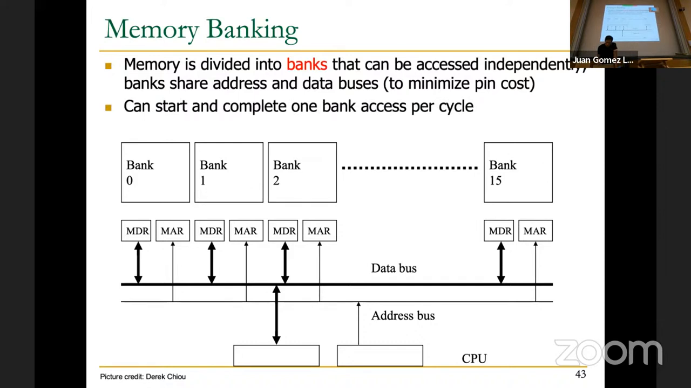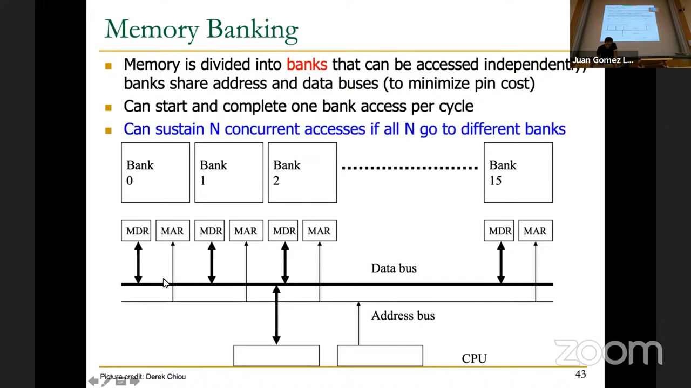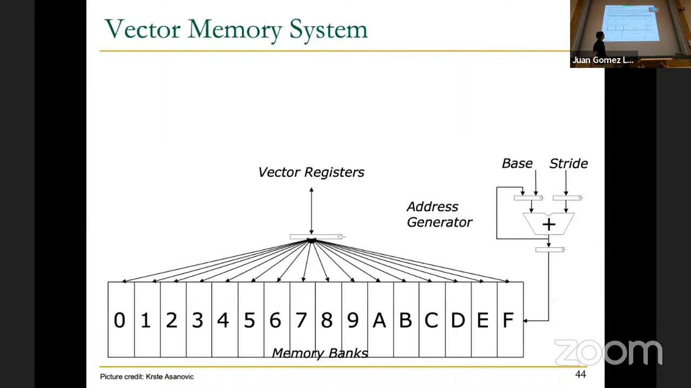But the idea here is that every single cycle, we can start the access to one bank, with the address coming from the address bus. So in the first cycle, we start the access to bank zero, and the next cycle, we start the access to bank one, the next cycle to bank two, and so on and so forth. And because the access to these banks is probably going to take longer than a single cycle, in the end, we may be able to have as many concurrent accesses as banks we have in the memory, right? In this example, we have 16 banks, so we can sustain 16 accesses at the same time.